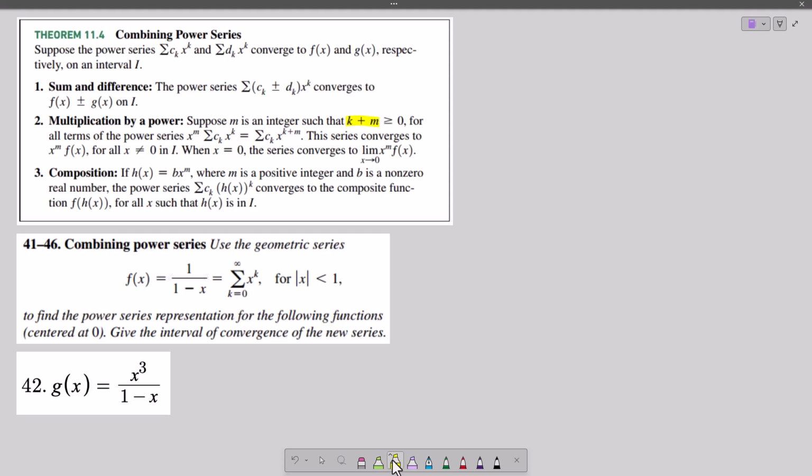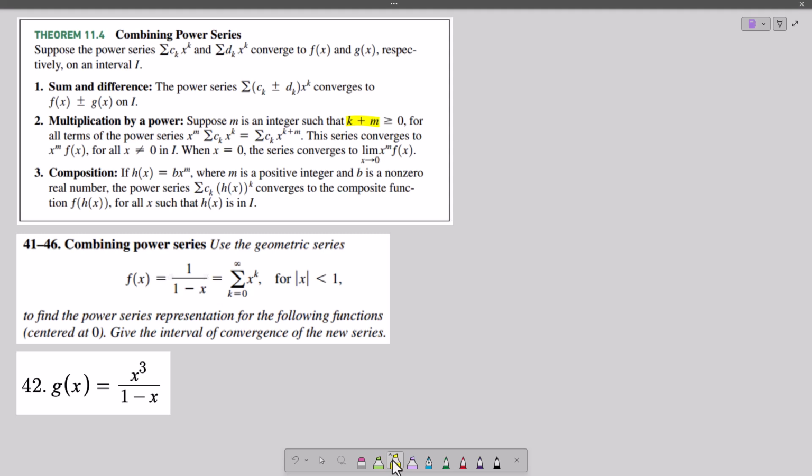So if this was x to the negative 3, we have to be careful. Because if this starts with x to the 1, then you multiply x times x to the negative 3, you get x to the negative 2, which is 1 over x squared, which is not a power series. Power series have non-negative powers of x. So we have to be just a little cautious there.